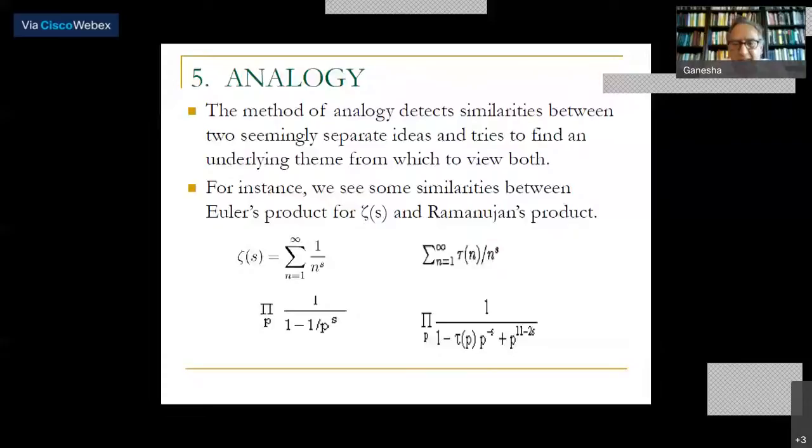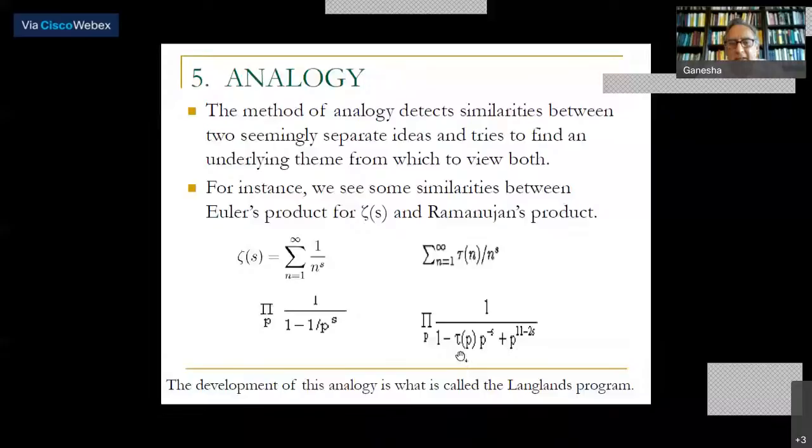Hecke discovered a whole spectrum of objects that look like this, but that's only still two-dimensional, and there's a higher dimensional version of all this. It's called the Langlands program. And so this development of this analogy is what is called the Langlands program.